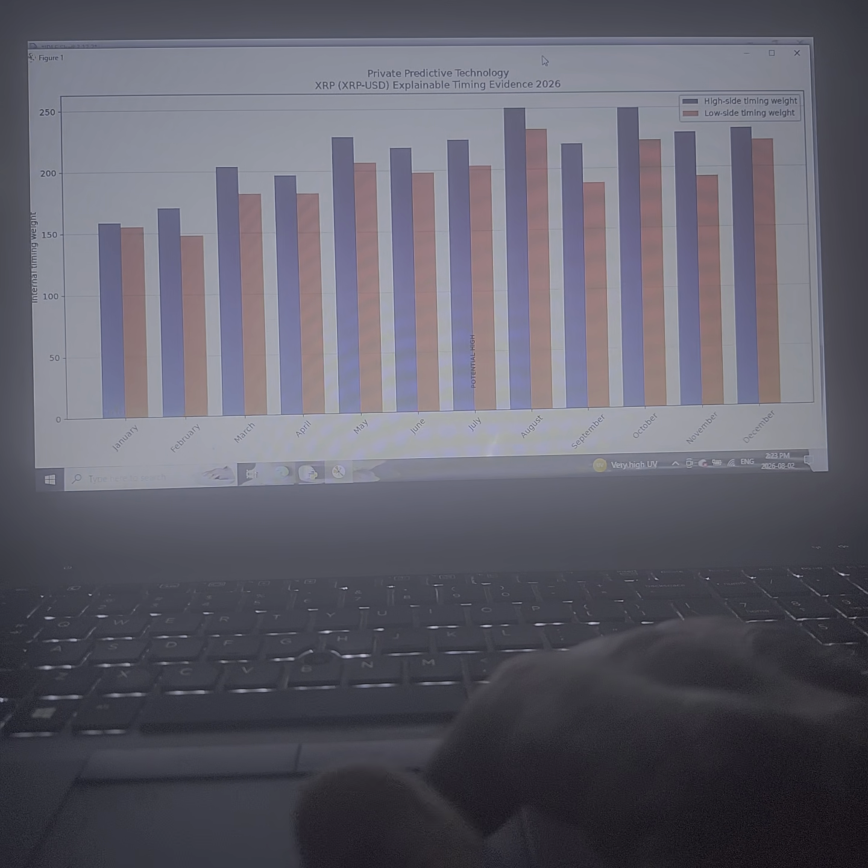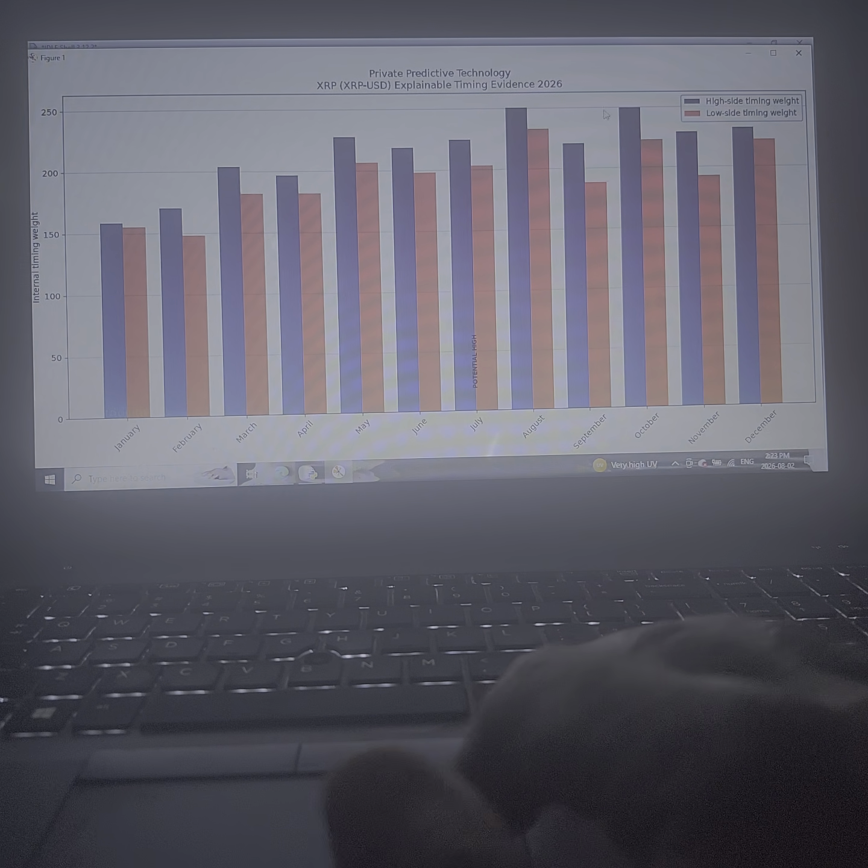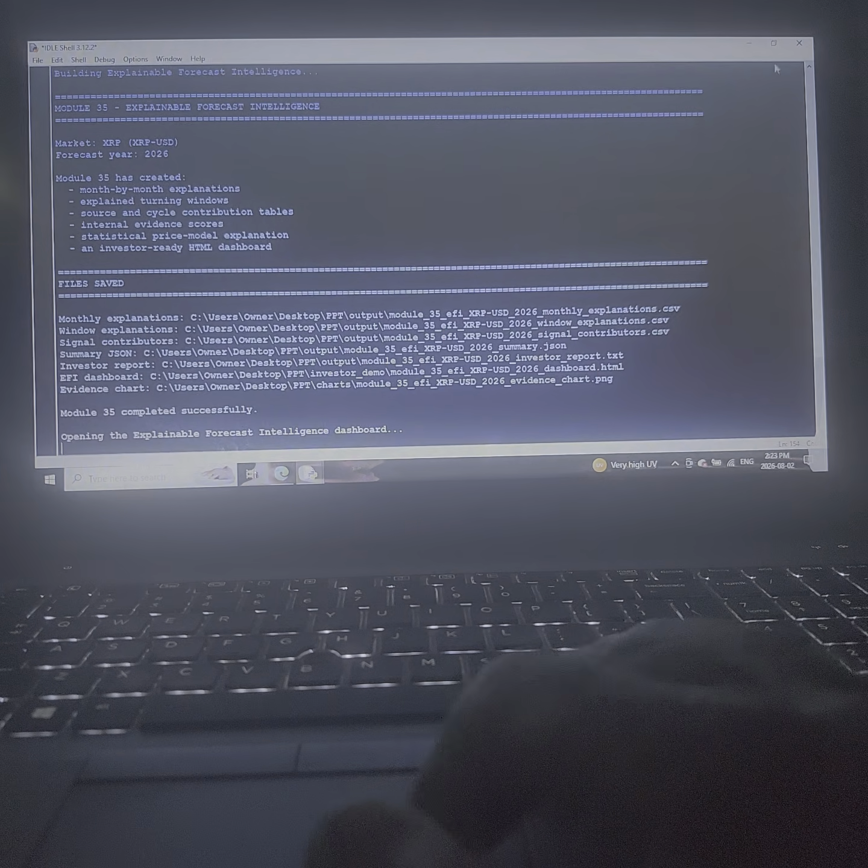The output for figure 1 is, it looks like for this August here, it's looking high side timing here, and looking like the evidence is showing there's going to be some type of volatility for this month here, as well as October. Let's go take a look at the rest of the report.